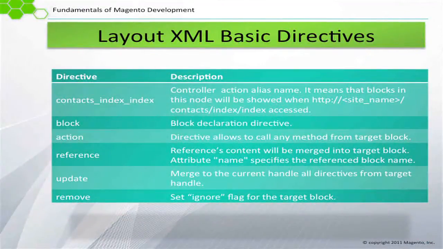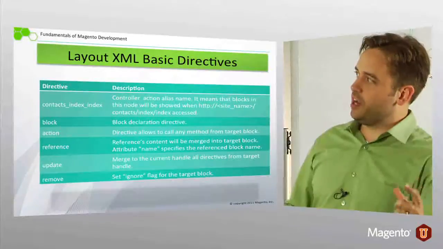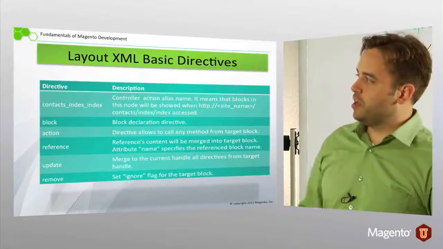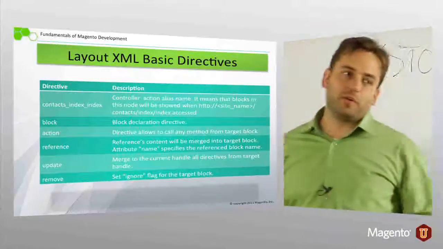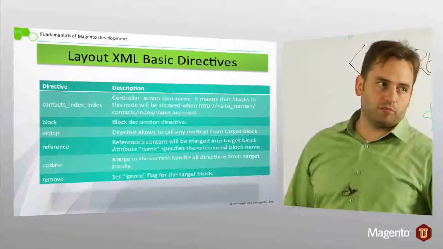Okay. So layout XML and basic directives. All right. Layout update handles. Well, they could be anything. All a layout update handle is, again, is just a node directly under layout. In this case, this would be contacts, Mage contacts, index controller, index action. So if we happen to match a specific pattern, well, then whatever we put in there, our instructions will matter.